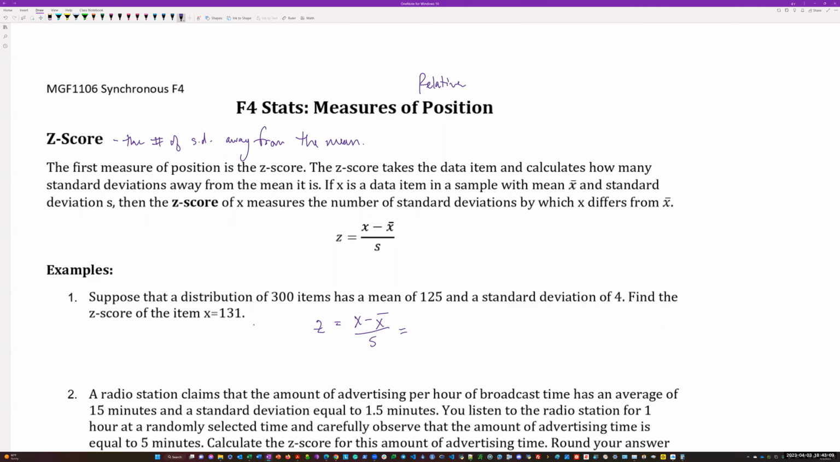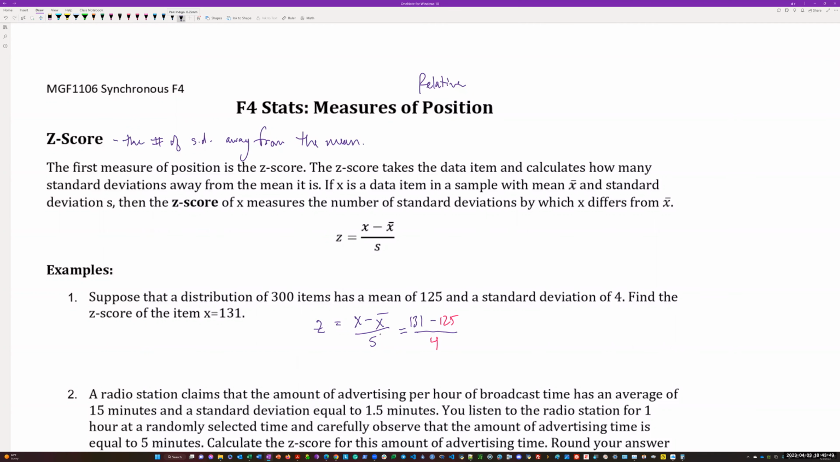All right, so how would you do this? What would I write in the formula? 131 minus what, over 4. The way I want you to do it is to plug in the numbers that always have to be given to you. They have to give you what the mean and the standard deviation are. So read the question, put the mean in here, put the standard deviation in here. And then there's always some value that we're interested in. That one goes over there.